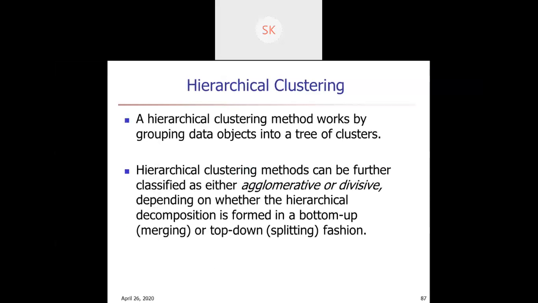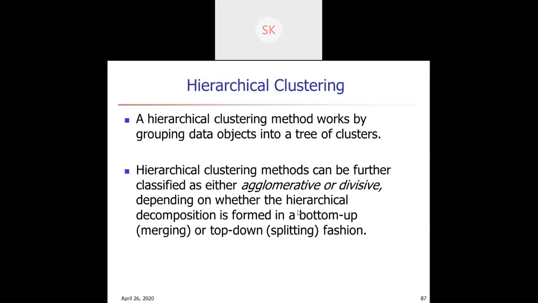Next, hierarchical methods. Hierarchical clustering is another method under the heading of clustering, which is unit number 4. The hierarchical clustering method works by grouping data objects into a tree of clusters. As the word reflects, hierarchical structure means having some heading, and below that the tree will go. Hierarchical clustering methods can be further classified as either agglomerative or divisive.